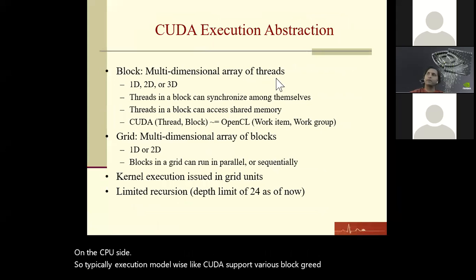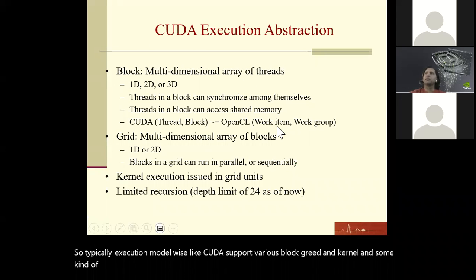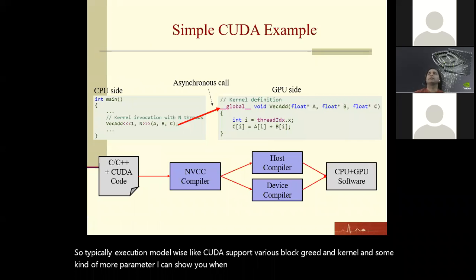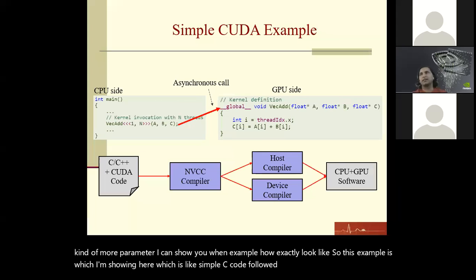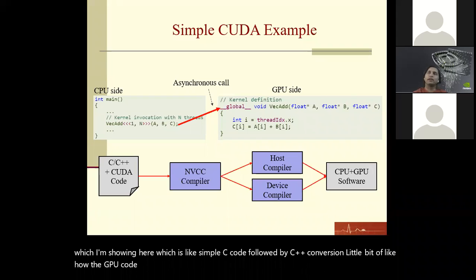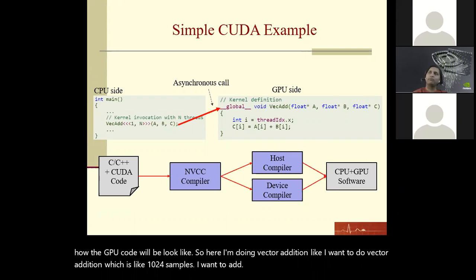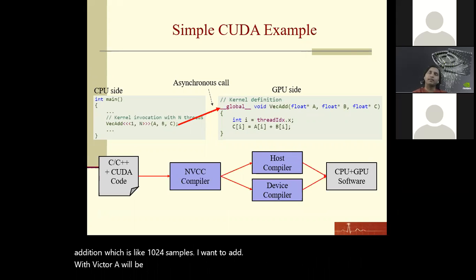I can show you one example of how exactly it looks. The example I am showing here is simple C code followed by its C++ conversion, a little bit of how the GPU code will look. Here I am doing vector addition. I want to add 1024 samples, where vector A gets added with vector B, and the result is stored in vector C. That kind of addition is in this example.